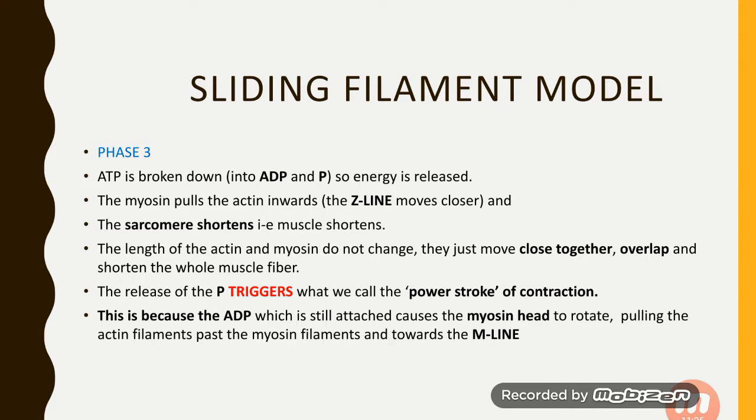The release of the phosphate triggers what we call the power stroke of contraction, in which all the actin filaments will slide past the myosin filament. This is because the ADP, which is still attached, causes the myosin heads to rotate, pulling the actin filaments past the myosin filaments and towards the M line.